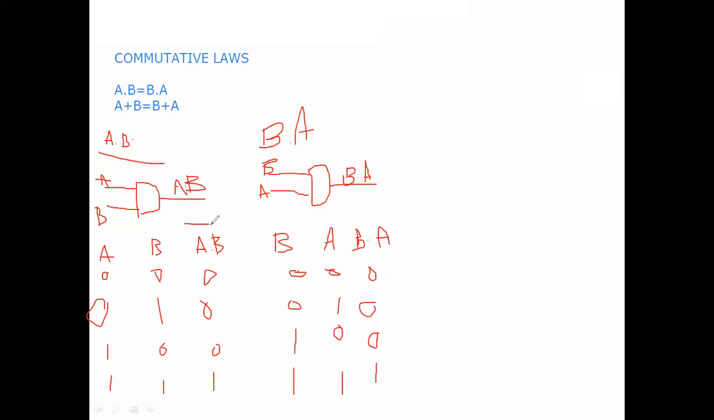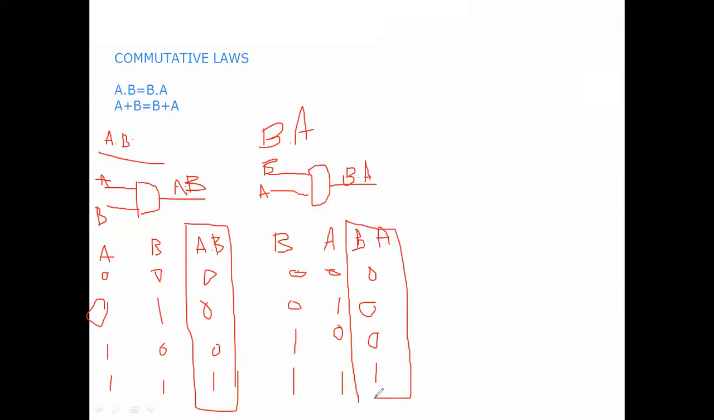Observe these two, A dot B and B dot A. Are both the same or different? Both are the same. That's why these two are equal. A dot B equal to B dot A. In the same way, A plus B equal to B plus A. Same. A plus B means how the symbol is taken.